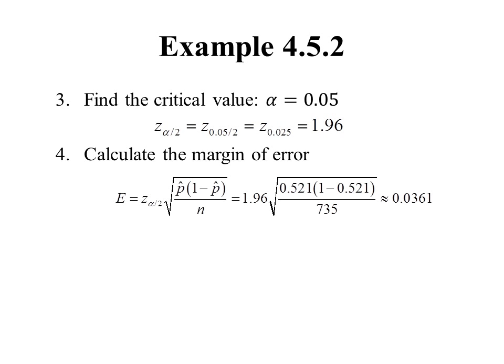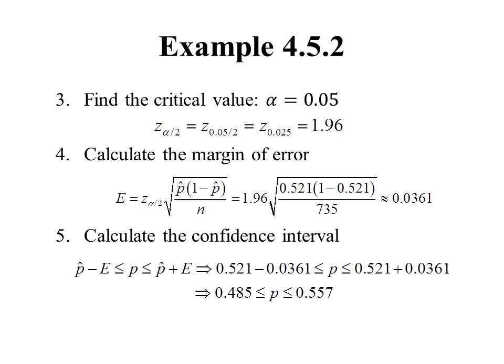Okay. Fourth step is to calculate the margin of error. So here's our formula for the margin of error, and we just plug things in. Here's the critical value, times the square root of p hat times 1 minus p hat divided by n. We do that arithmetic, and we get 0.0361.